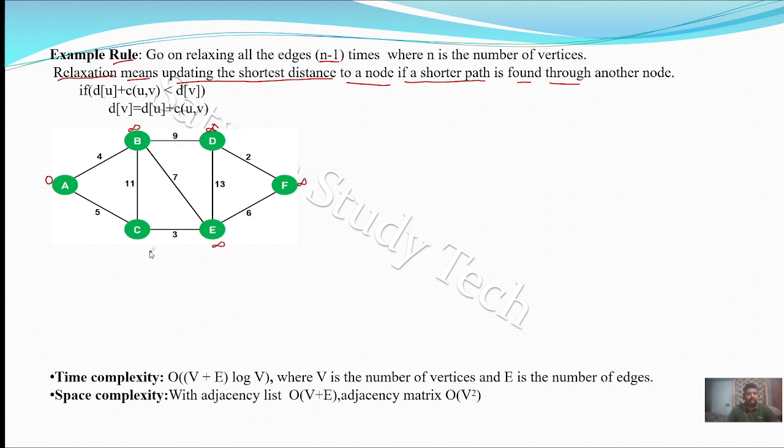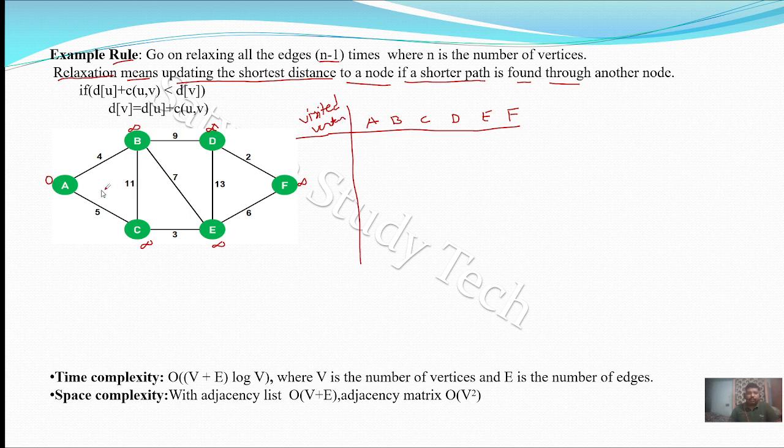This is the first step. So you can see what the vertices are: vertex A, B, C, D, E, and F. These are the vertices in that graph. Here it is the visited vertex.